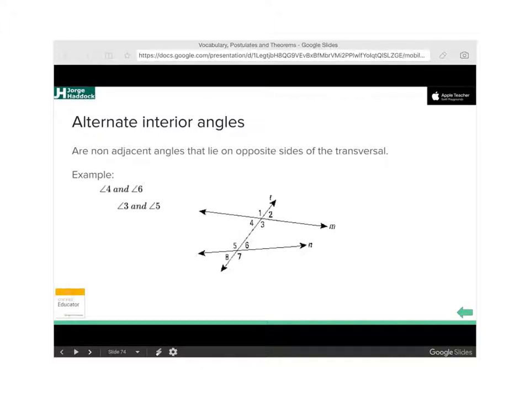Now it creates a couple of different pairs of angles. In this case, exactly 4 pairs that we're going to be studying. The first one are the alternate interior angles. Those are angles that are inside of those two lines and lie on opposite sides of the transversal. So in this case, 4 and 6, 3 and 5.